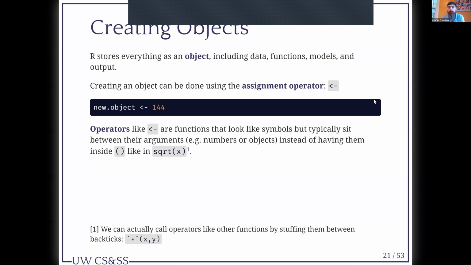Okay? Operators like this, so this is the assignment operator. Operators are a type of function, but they don't have parentheses in the same way. They just look like symbols and they usually sit between their arguments. Usually those arguments are numbers or objects instead of having them inside parentheses like square root, okay? We can do math with operators. So we already used 1, 2, 3 plus 4, 5, 6 plus 7, 8, 9. Well, plus is the addition operator. It's actually a function. And what that function does is it takes the thing on its left side and adds it to the thing on the right. The assignment operator is similar to that. It takes the thing on the right and puts it inside the thing on the left. It's just like a plus sign. It's nothing fancy.